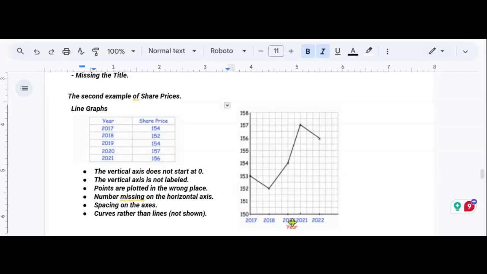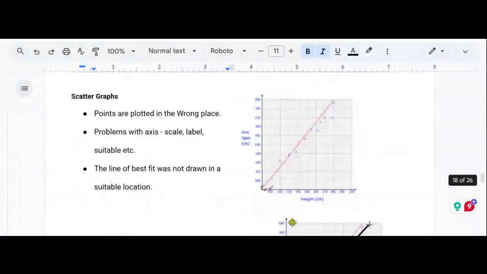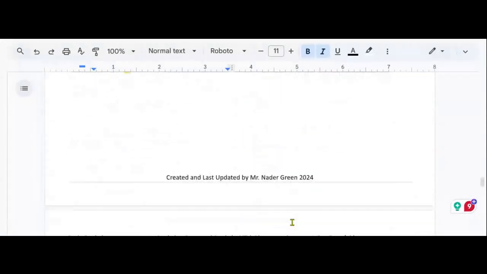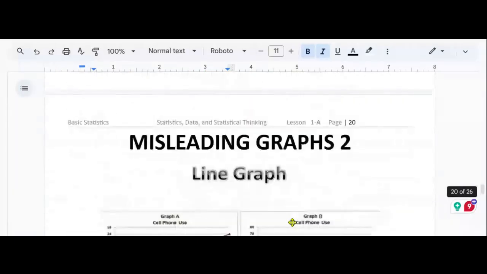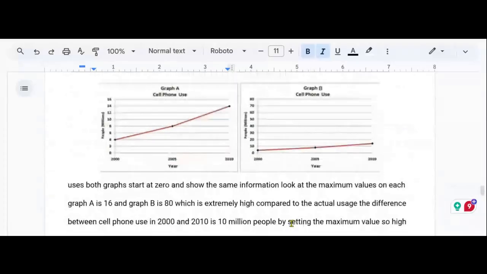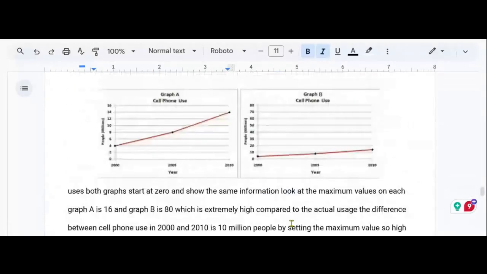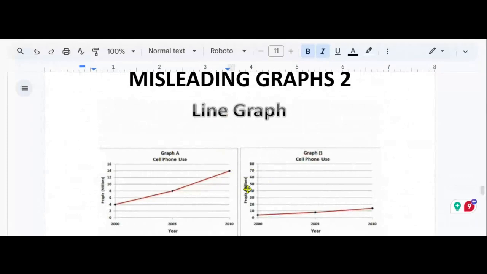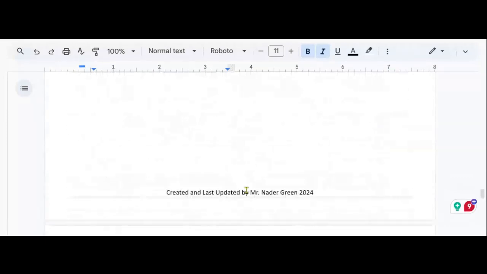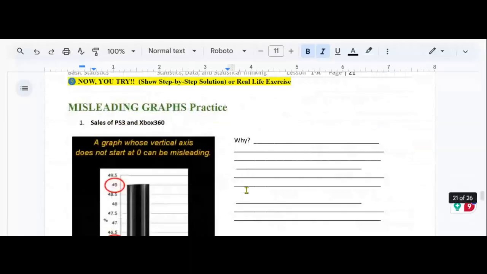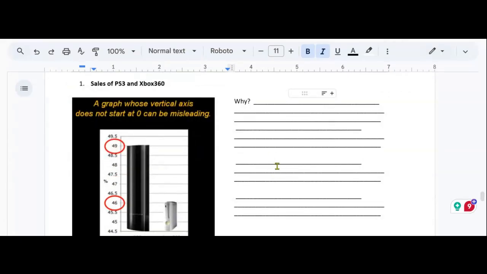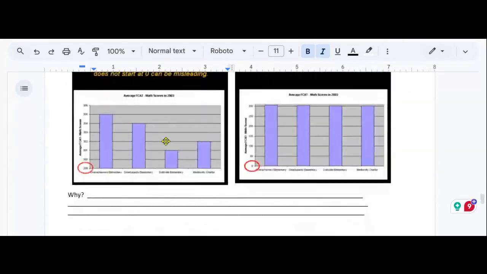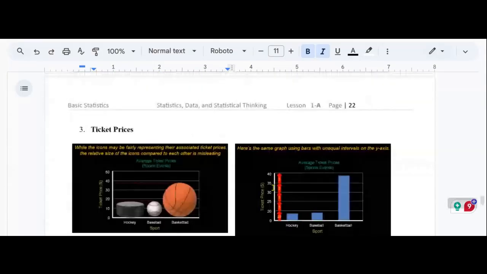Graphs can be misleading for different reasons. I will leave this up to you. You need to print this out and go through those ones. I'm giving you homework here. Take a look at the misleading graphs and find out why they are misleading. Misleading graphs practice: look at this, write the answer. Look at this one too, write the answer.